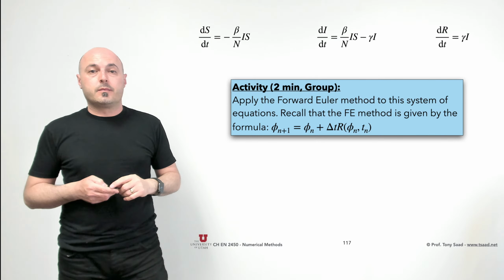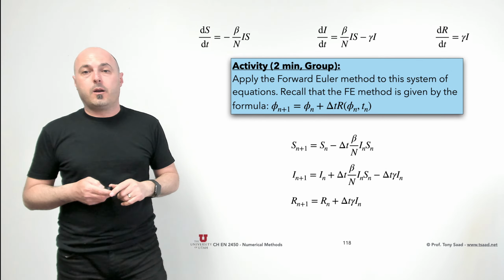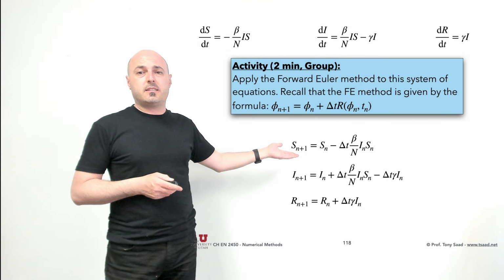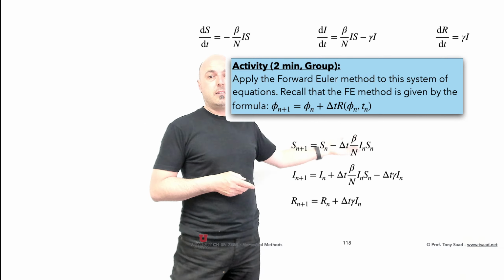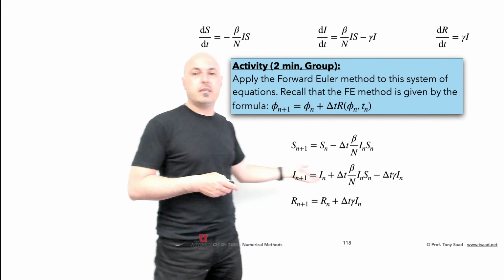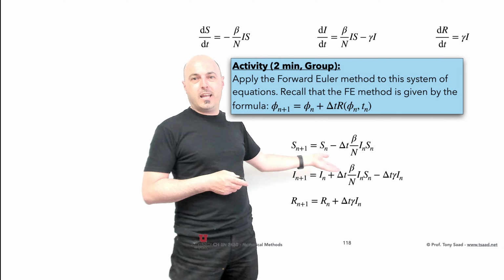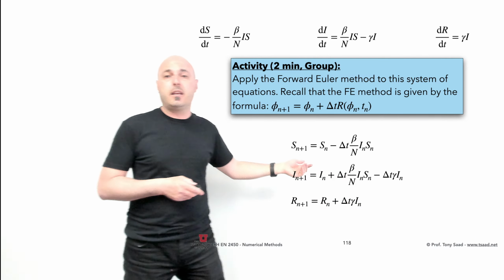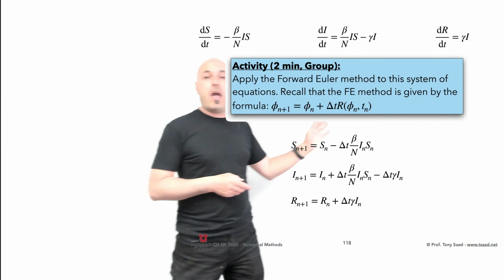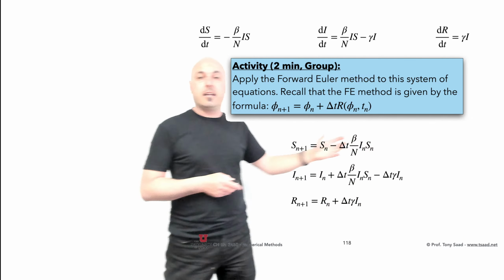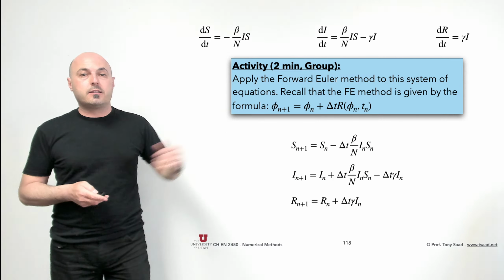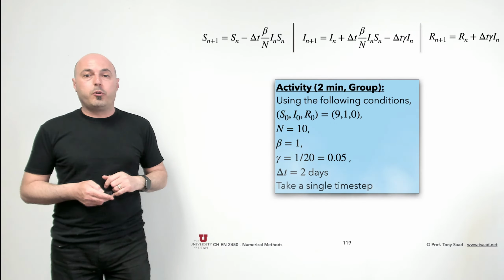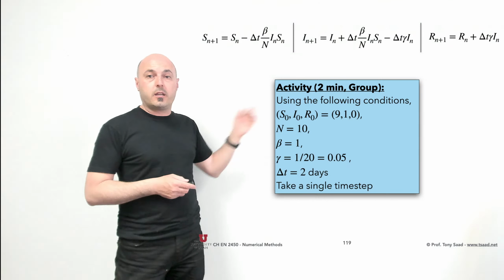Okay? Take a moment. All right. So simply, this is telling us with the forward Euler method that S n plus 1 is S n minus delta t beta over N, I n times S n. I n plus 1 is I n plus etc. And R n plus 1 is R n plus delta t gamma I n. Remember that you know everything at state n, at time n, and you're predicting things at time n plus 1. Now, take these formulas and consider the following conditions.